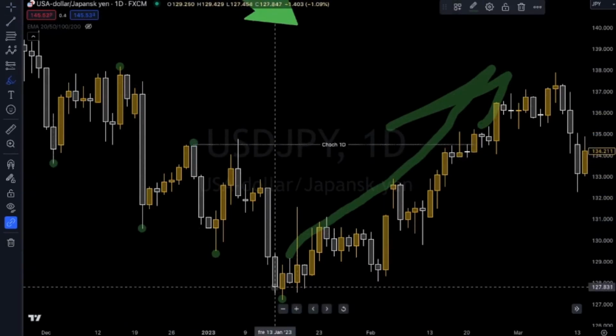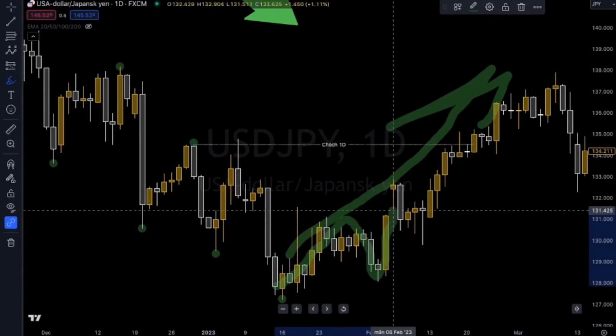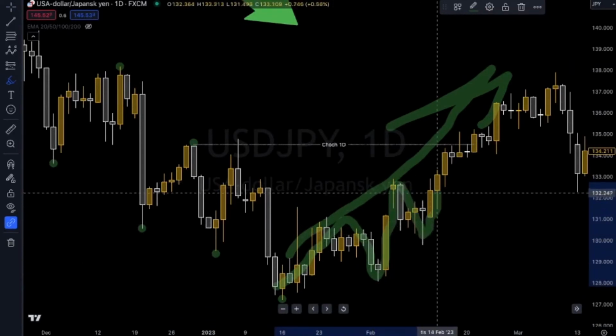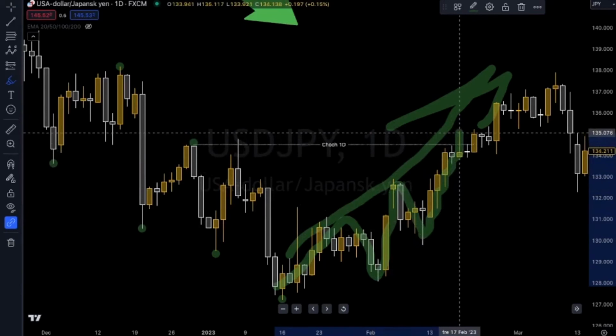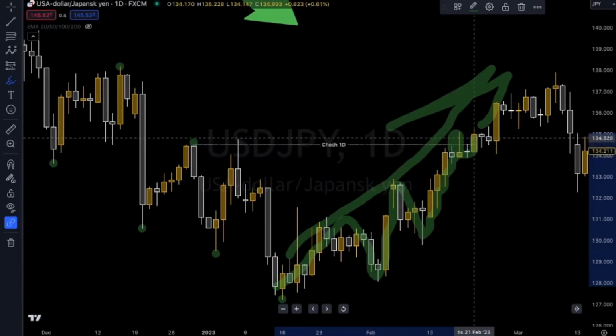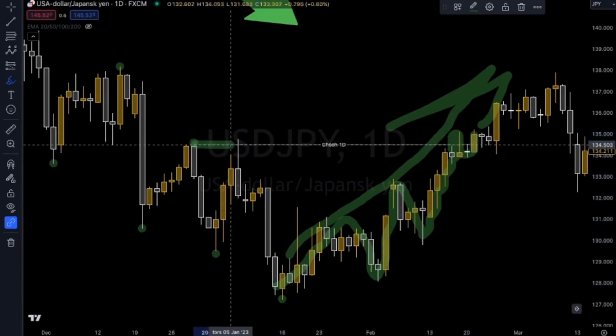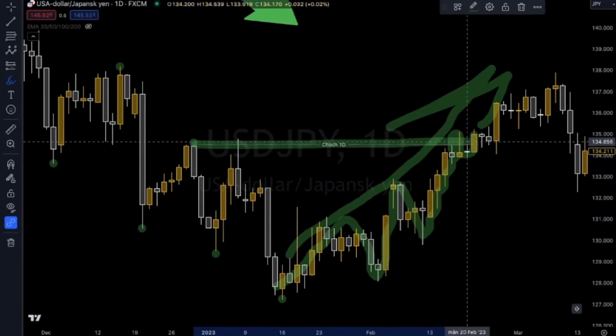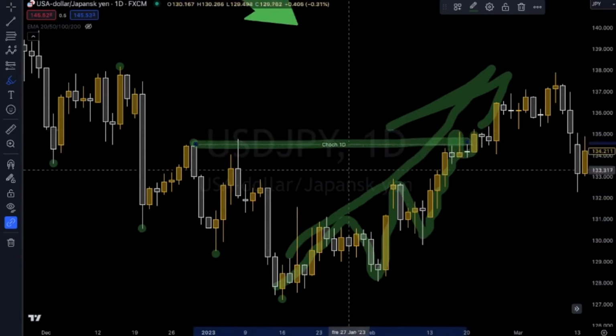Market pushes up. Internal structure, internal structure, internal structure, still internal structure, because this is only the wick, so it doesn't count. And then here, the first candle body that breaks this high. And now we have a change of character, confirming that market probably is moving upwards in a new uptrend. Now let's look at it further.